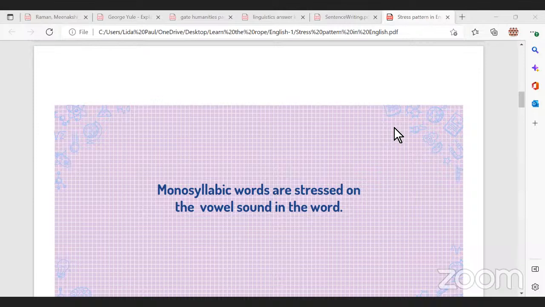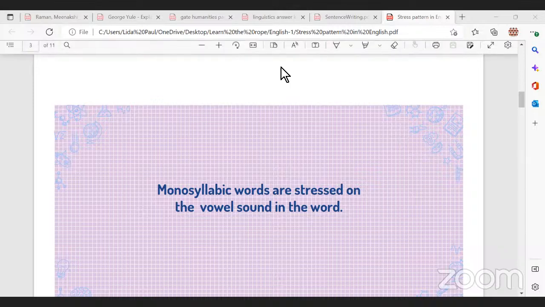Question is, how many vowel sounds in English? There were other people listening. They can also answer. We were having a discussion on this, and as a follow-up, I asked the question, how many vowel sounds are there in English?